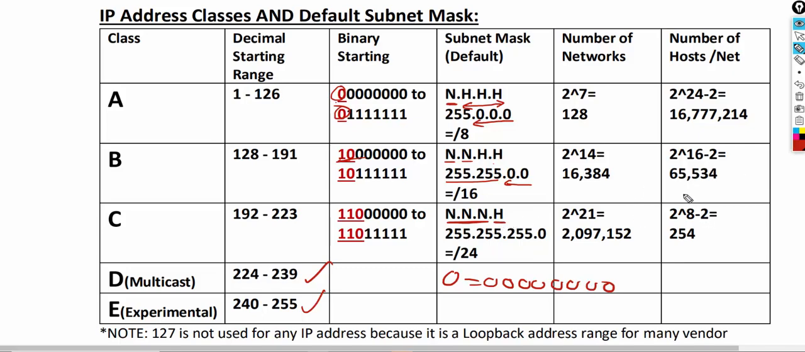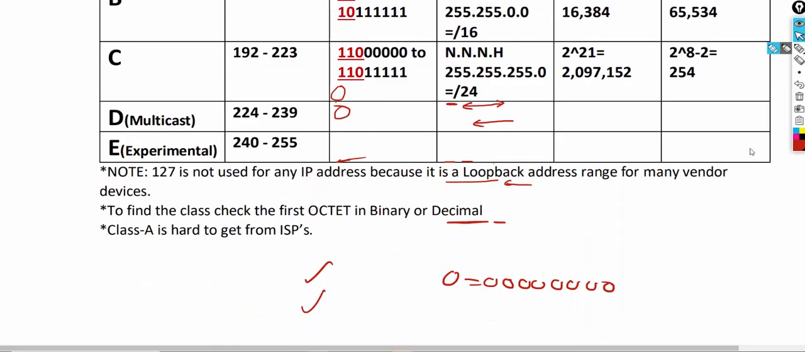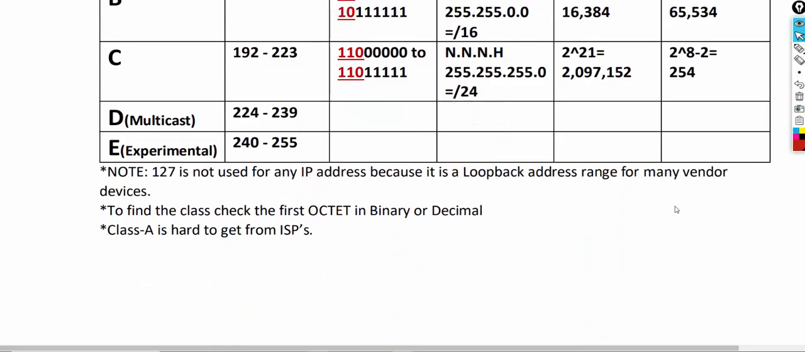So there's something called network and host. We'll come back, guys, but make sure you understand this chart. You should understand the decimal range as well as the subnet mask and so on. You can see I'm not using 127 here because 127 is termed as a loopback address. And also, to find the class of an IP address, you must find the first number.